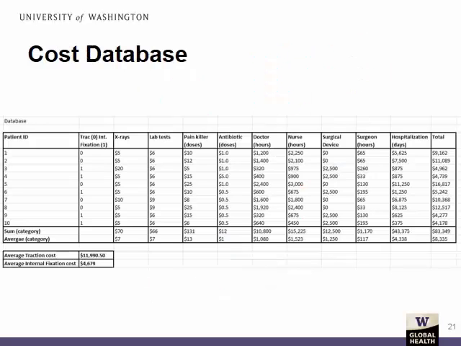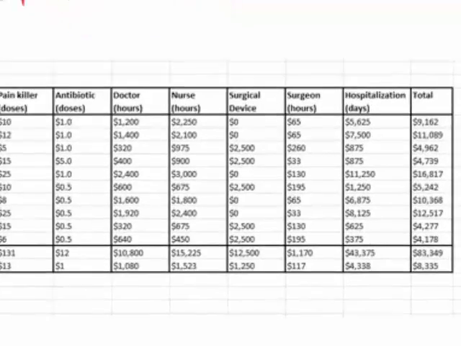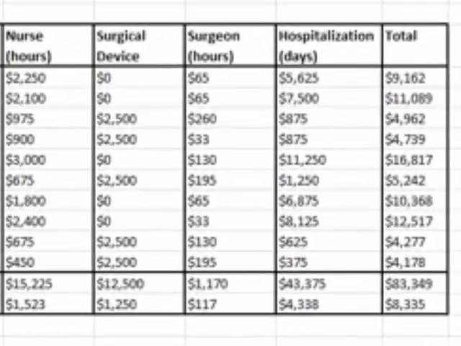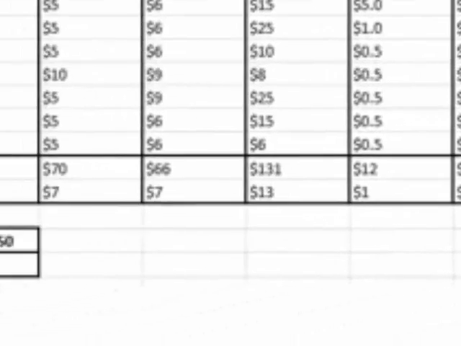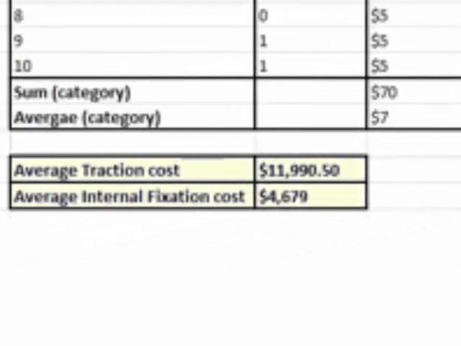So here's the updated cost database, and all we have done is to multiply the resource use by the unit cost. So we have taken the resource use 2 slides ago and multiplied by the unit cost, and for each patient. This is per patient. So this is what we call a cost database. And in the last column is just a summation of the costs per patient. And you can use that to calculate the average cost per patient, which is here.